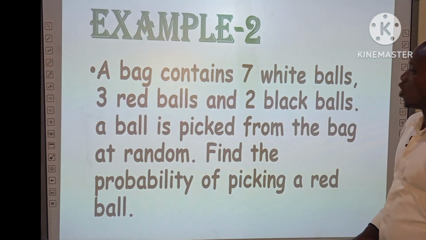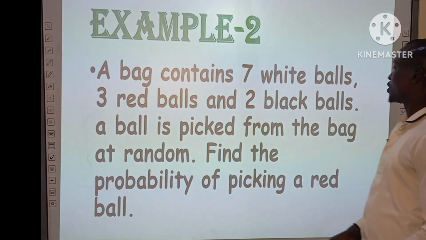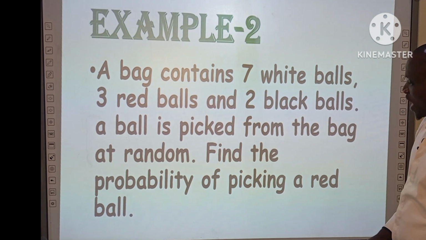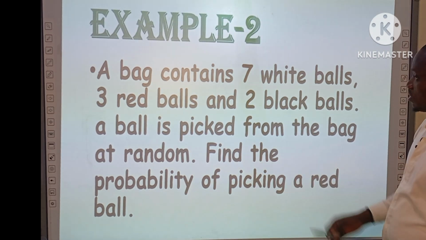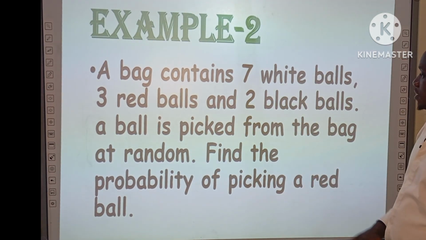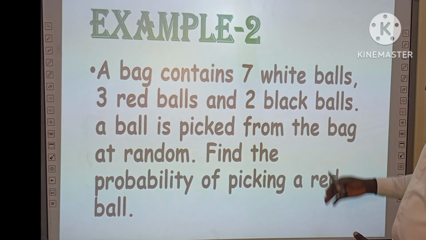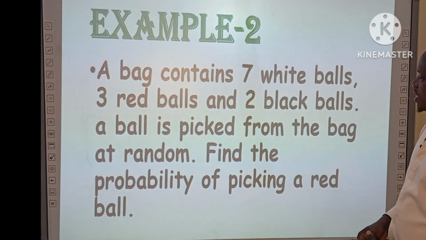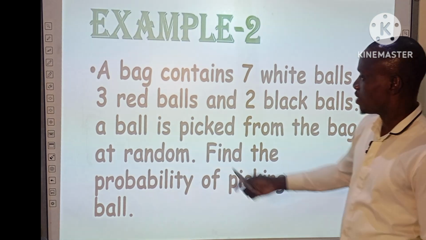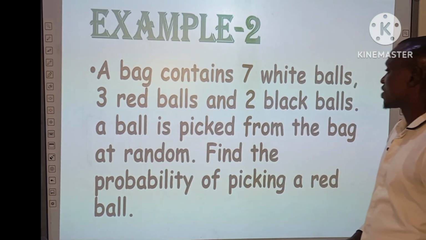The bag contains 7 white balls, 3 red balls, and 2 black balls. A ball is picked from the bag at random. Find the probability of picking a red ball. 7 white balls, 3 red balls, making it 10, 2 black balls, making it 12. And if we pick a ball at random, what is the probability of picking a red ball? So, we all know the total outcome as 12. Then the number of red balls is 3.